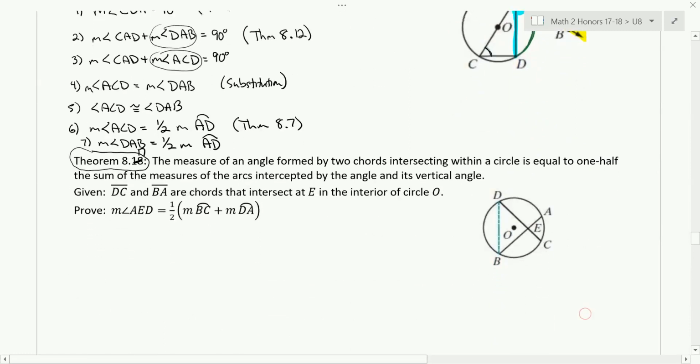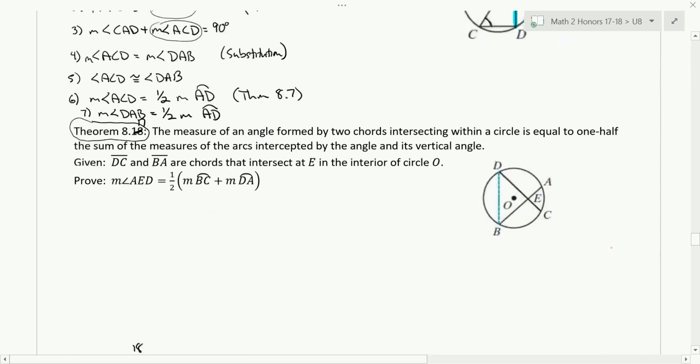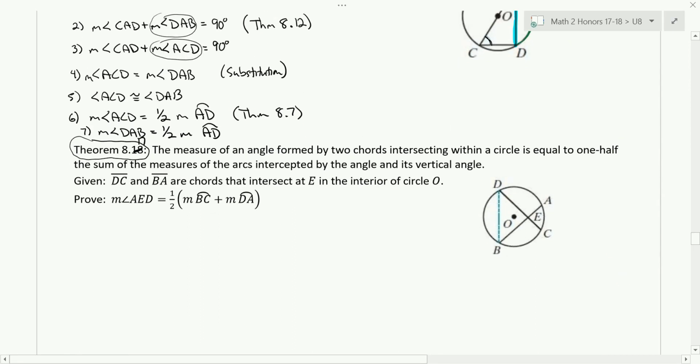The next one, theorem 8.17, I'm going to have you do for homework. I'm going to give you a couple hints. All right. So first, let's make sure we understand what it's saying. The measure of an angle formed by two chords intersecting within a circle is equal to 1/2 the sum of the measures of the arcs intercepted by the angle and its vertical angle.